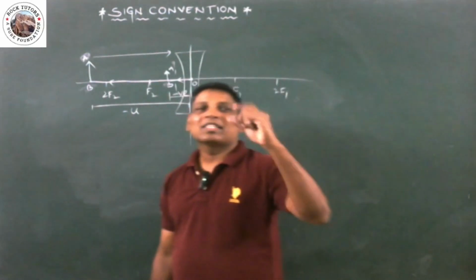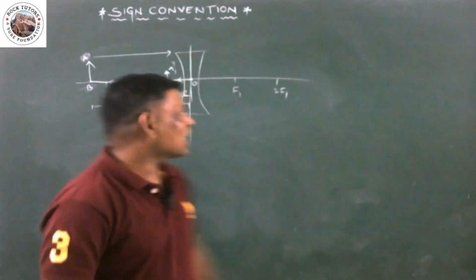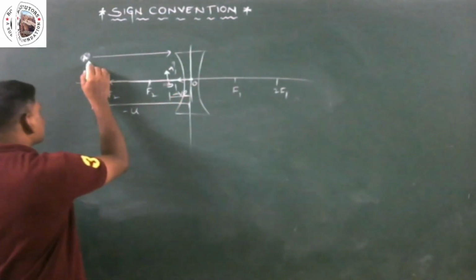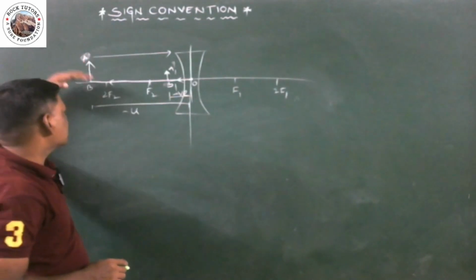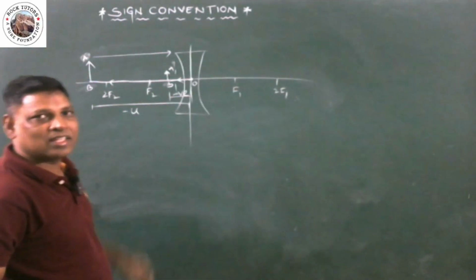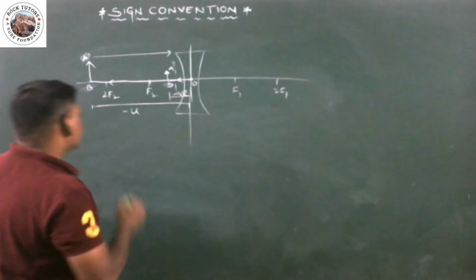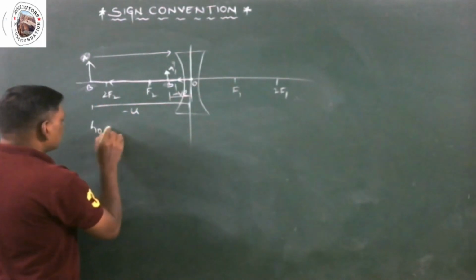Now what about the size of the object? This is the size of the object, that is, the height of the object. This is above the principal axis, so we take it as positive. So here HO is positive.